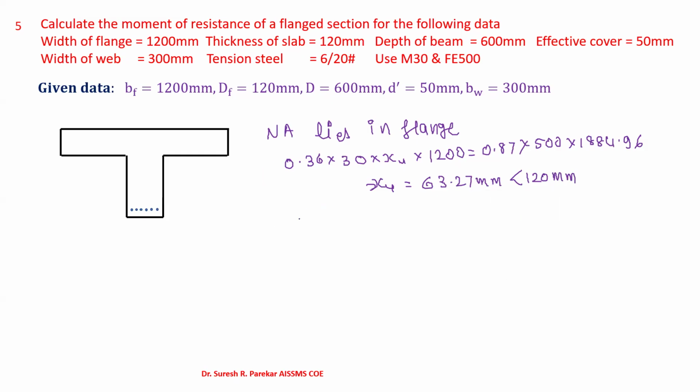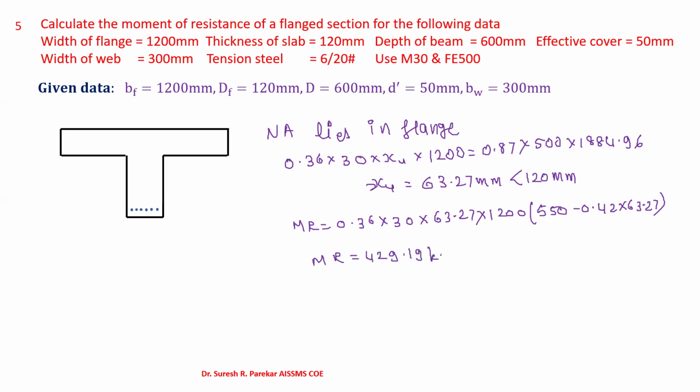And we have Mr equal to 0.36 fck Xu Bf into d, we have 600 minus 50, 550, minus 0.42 Xu. And from this we will get Mr, this is equal to 429.19 kilonewton meter. So likewise we have to solve these problems of flange section.